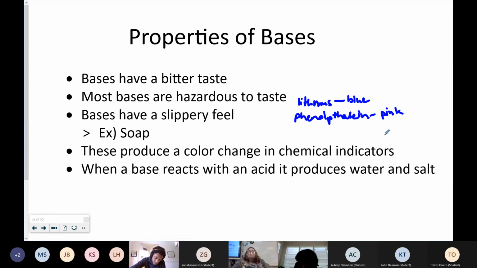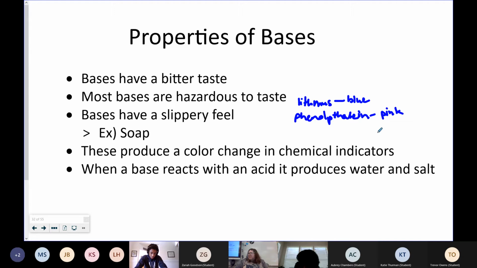Phenolphthalein, this is something that they'll use if you've ever watched crime shows and stuff like that. This is one of the things that they'll use to test for blood, because our blood is slightly basic. So whenever phenolphthalein is sprayed on something that had blood on it, even if it's cleaned up, it'll turn hot pink. So that's one thing that they use in crime detection to find blood.